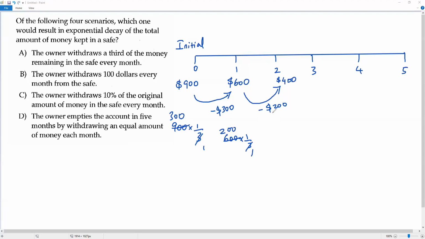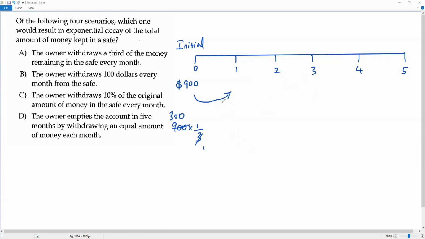At the end of the third month, how much will he withdraw? 1/3 of the remaining at the end of the second month. So clearly, this shows exponential decay because he withdraws 1/3 of the money remaining in the safe every month, not 1/3 of the initial money. He withdraws 1/3 of the money remaining at the end of the previous month. So it shows exponential decay. I think option A is the answer for this question, but we can check the other options too.